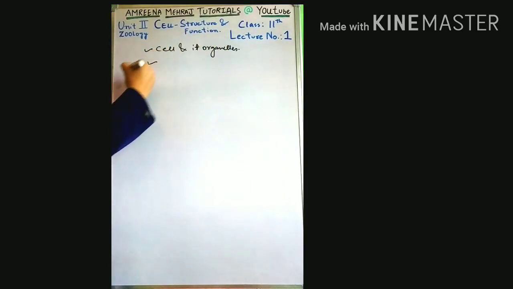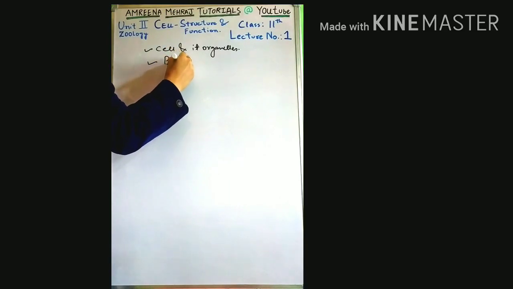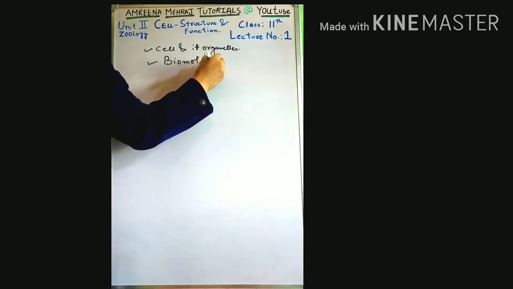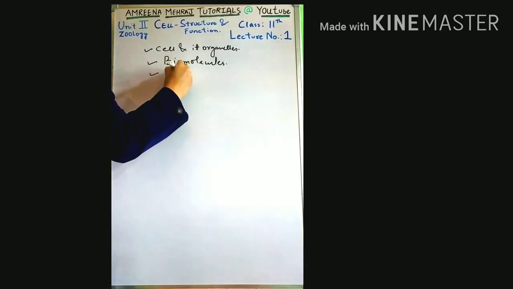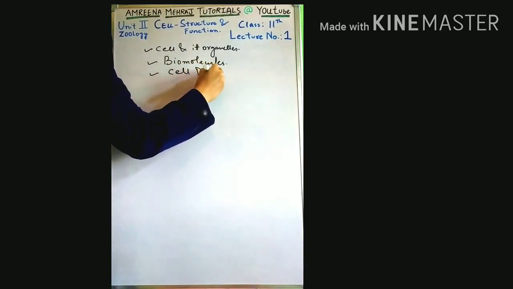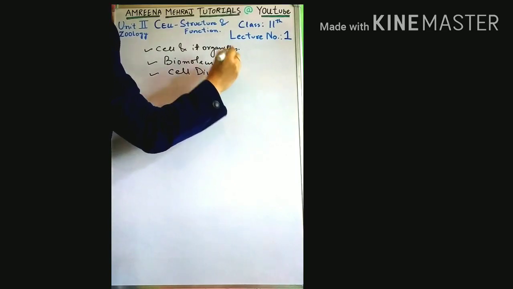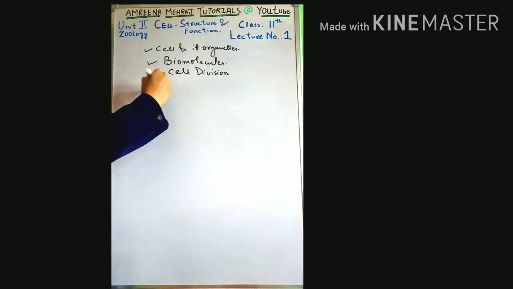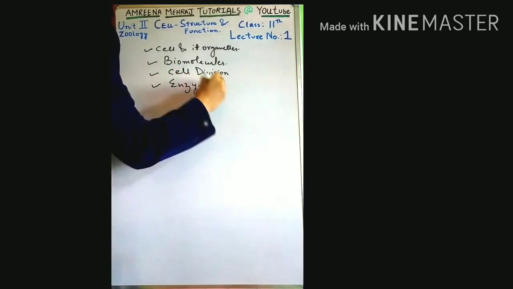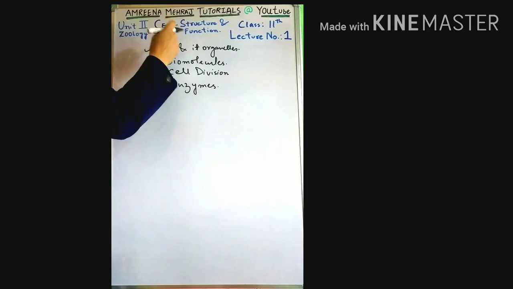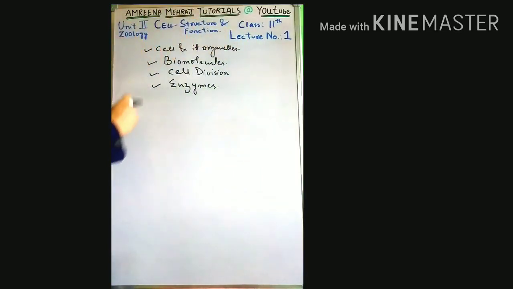Then you are supposed to study about biomolecules. Afterwards, you are supposed to study about cell division, how cell divides, both by means of mitosis as well as meiosis. Then you are supposed to study about enzymes, which are biological catalysts. So in this unit, we are supposed to study about all these things.